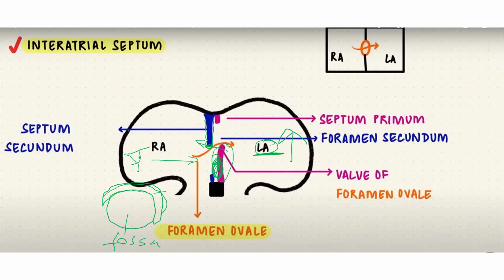Yes, I think I have explained also the fossa ovalis. It's a derivative of the septum primum, and the limbus is actually a derivative of the septum secundum.